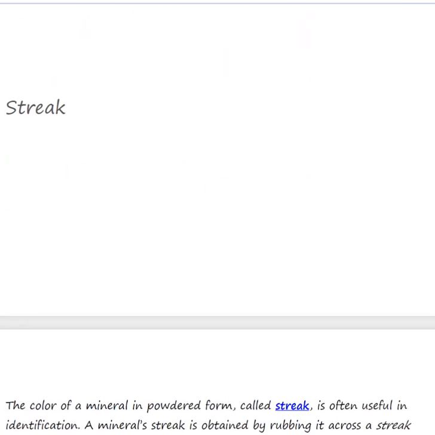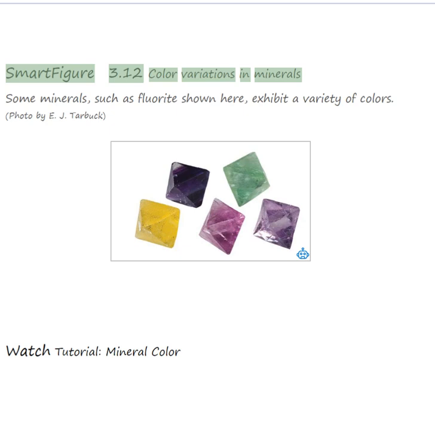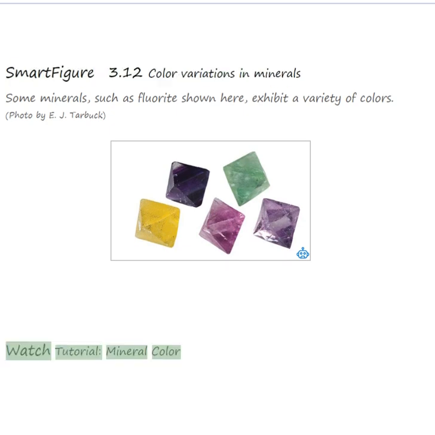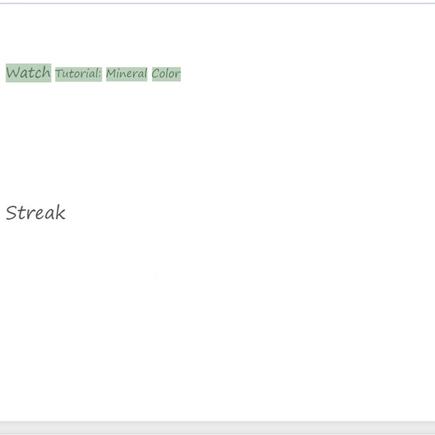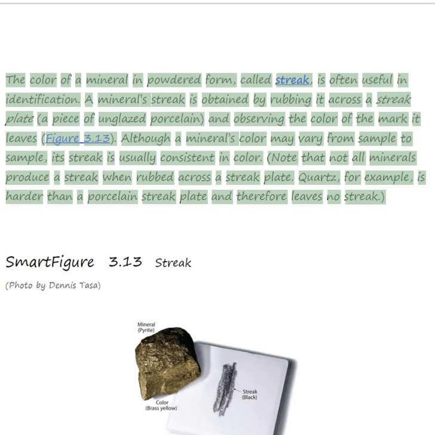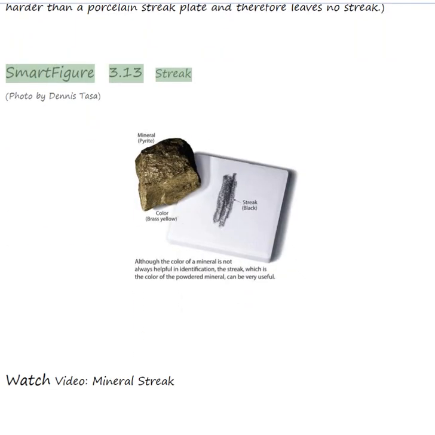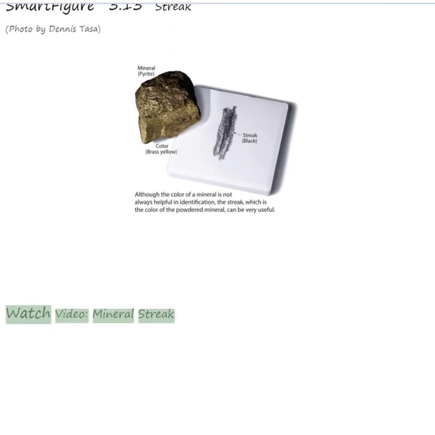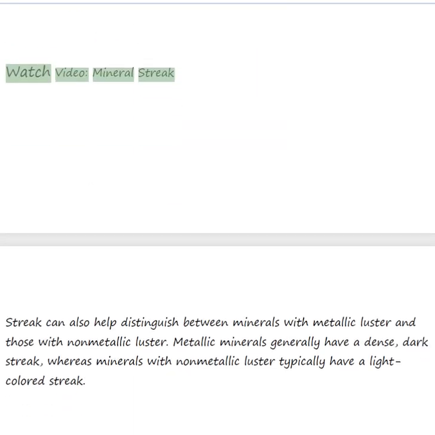Streak. Smart Figure 3.12 Color variations in minerals. Watch tutorial, Mineral color. The color of a mineral in powdered form, called streak, is often useful in identification. A mineral streak is obtained by rubbing it across a streak plate and observing the color of the mark it leaves. Although a mineral's color may vary from sample to sample, its streak is usually consistent in color. Smart Figure 3.13 Streak. Watch video, Mineral streak.